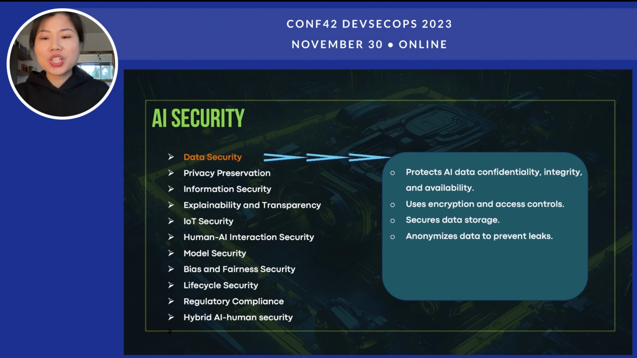So here is the AI security based on my personal 10 years as a cybersecurity expert. I defined this with my 3 years of working experience in AI. Let's go through the whole thing, one, two, three, because it's very different from the traditional security scopes. First, data security. It protects the AI data's confidentiality, integrity and availability, and uses encryption, access controls, secure data storage, and also anonymizes the data to prevent leaks.